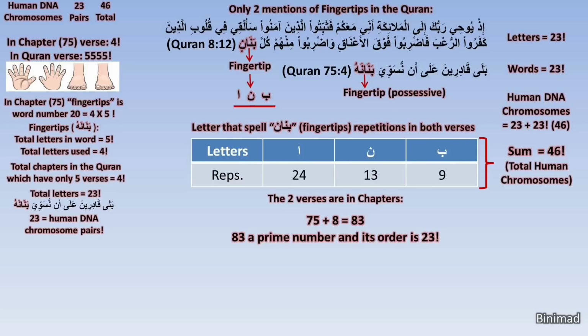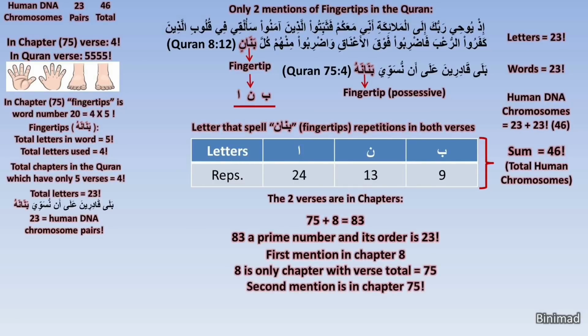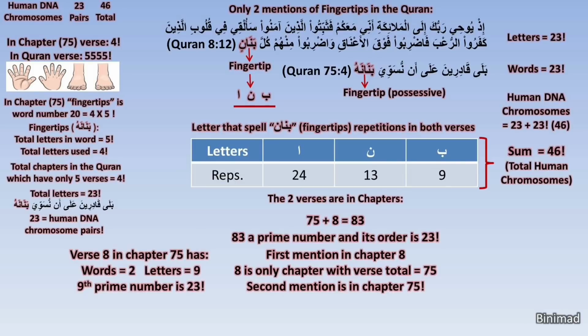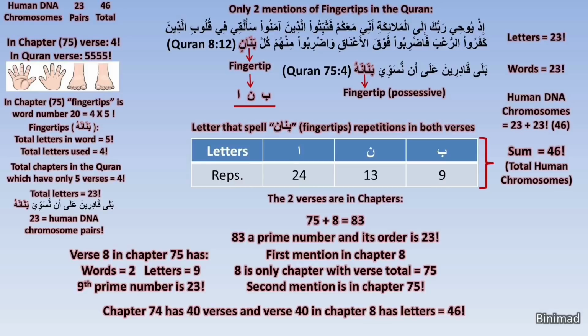Now think about this. Fingertips were only mentioned in chapters 75 and 8. It is amazing that the first mention was in chapter 8, which is the only chapter with 75 verses, and 75 is the number of the only other chapter this was mentioned in. I will add here that in chapter 75, the 8th verse has only 2 words and 9 letters, and we already know that 23 is the 9th prime number. I also found that chapter 74 has 40 verses, and verse 40 in chapter 8 has 46 letters. Thinking about all this leaves us truly speechless.